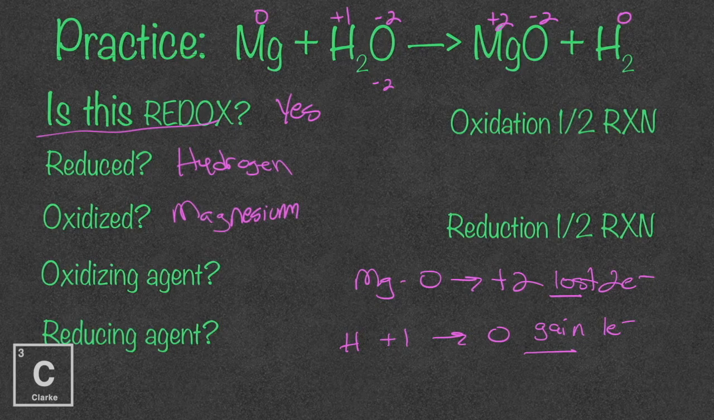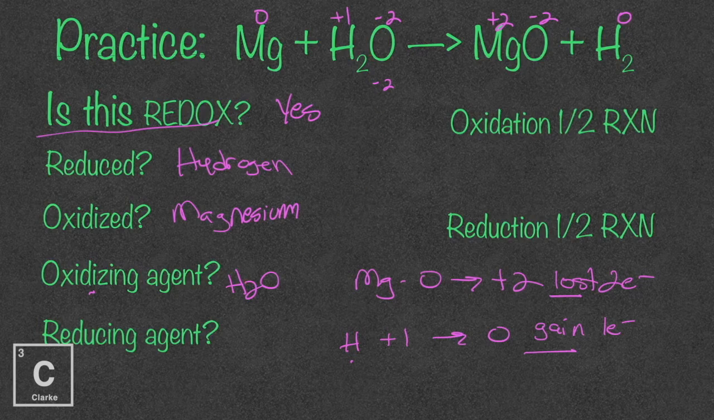What is the oxidizing agent? Okay, so let's see what's being reduced. Hydrogen's being reduced. Okay, so here I see that hydrogen's being reduced. I go find hydrogen in the reactant. Hydrogen is a part of water. So what is the oxidizing agent? Water, H2O. Oxidizing agent, we look to see what was being reduced. Hydrogen is being reduced. We found it in the reactants. That is the oxidizing agent.